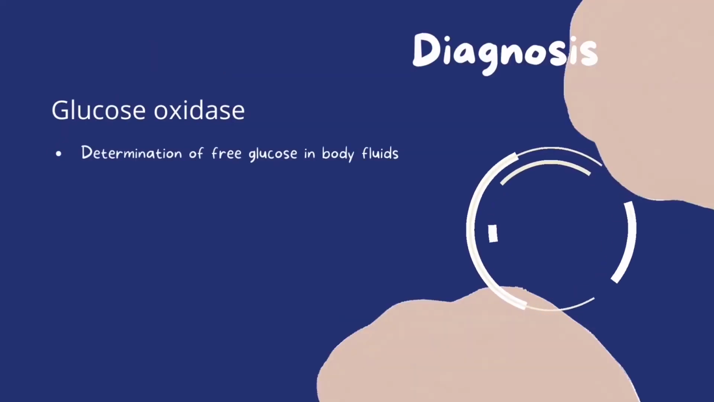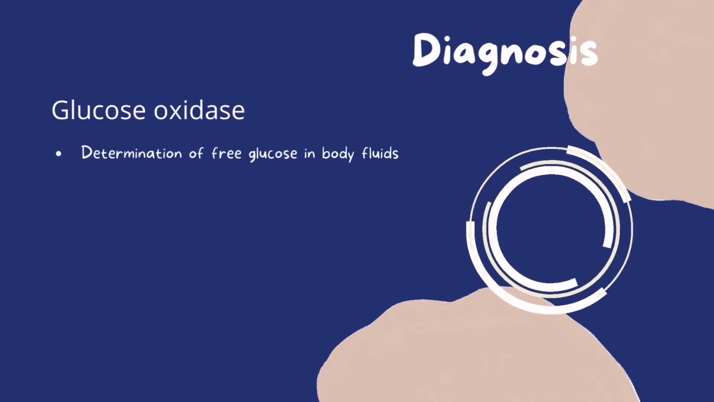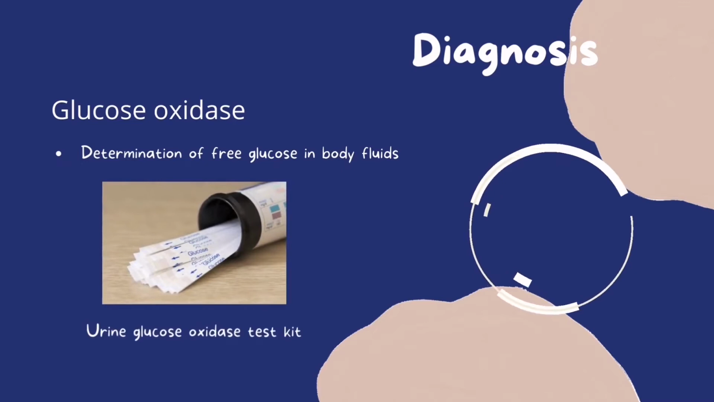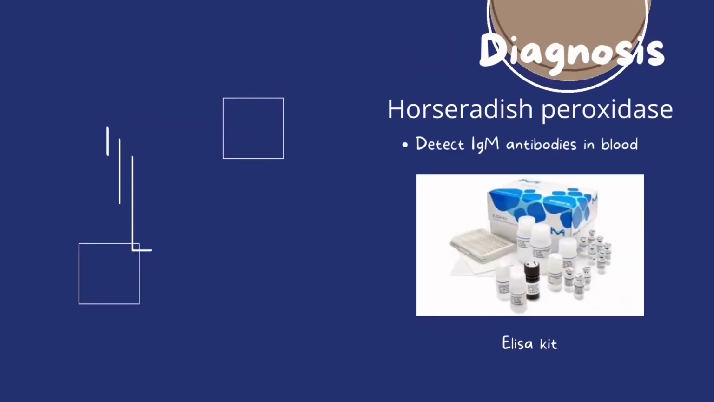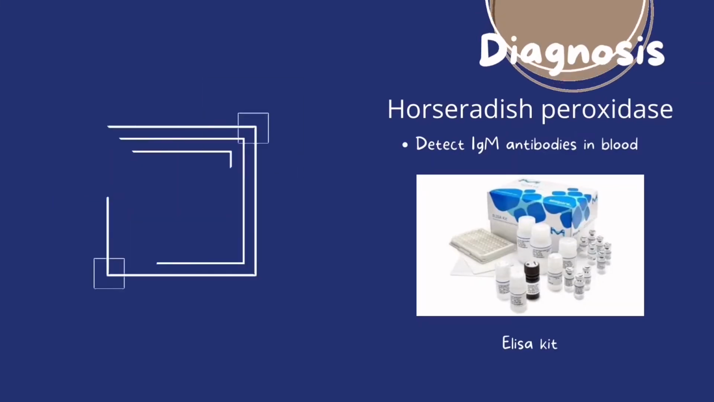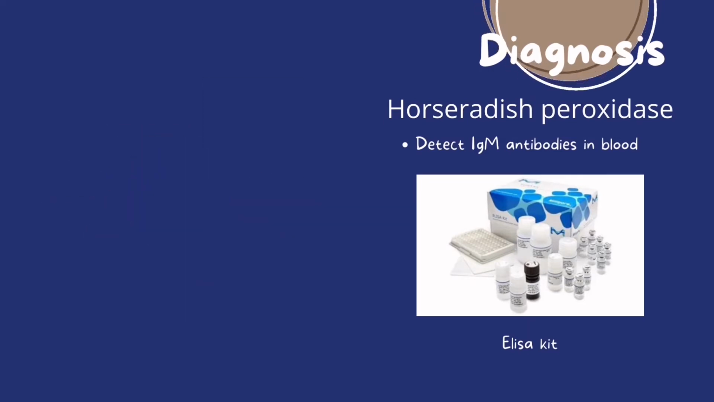Enzymes are also used to diagnose certain diseases. The first example, glucose oxidase. It is the enzyme used for determination of free glucose in body fluids by using a test kit called urine glucose oxidase test kit. Besides that, we also have ELISA test kits, which are used to detect the IgM antibodies in blood. The enzyme used in ELISA test kits is commonly horseradish peroxidase.